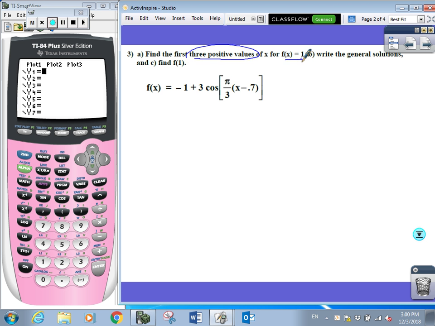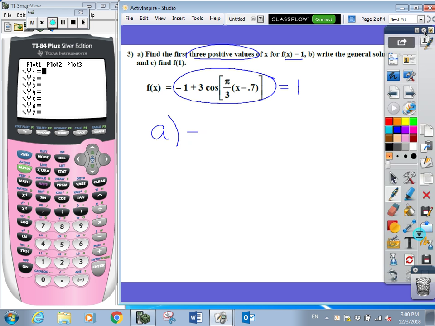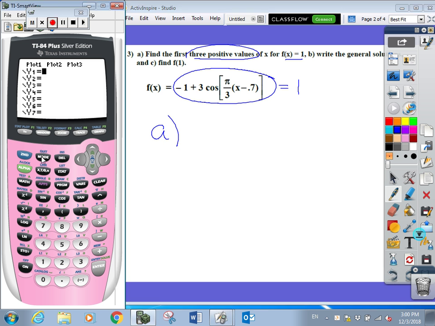For f of x, here's f of x equals 1. So we want to know, when does that function equal 1? So we're going to plug that function into y equals. We're going to make sure we're in the right mode, which is radians, there's no degree symbols. And this pi should give it away right there as well in your b value. So y equals -1 plus 3 cosine.